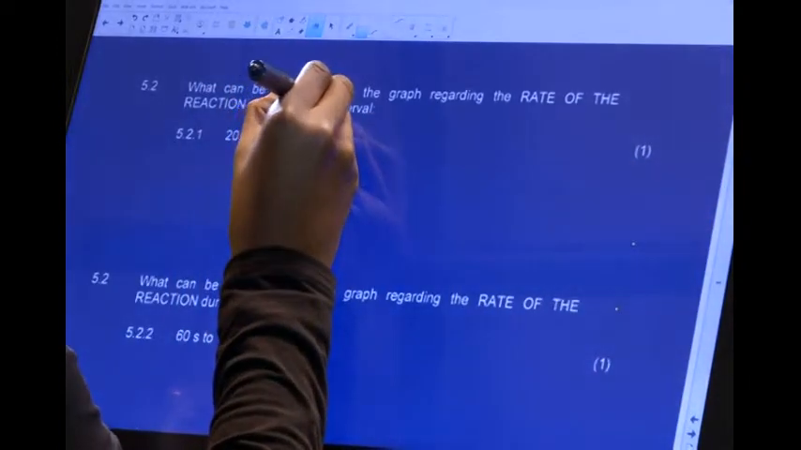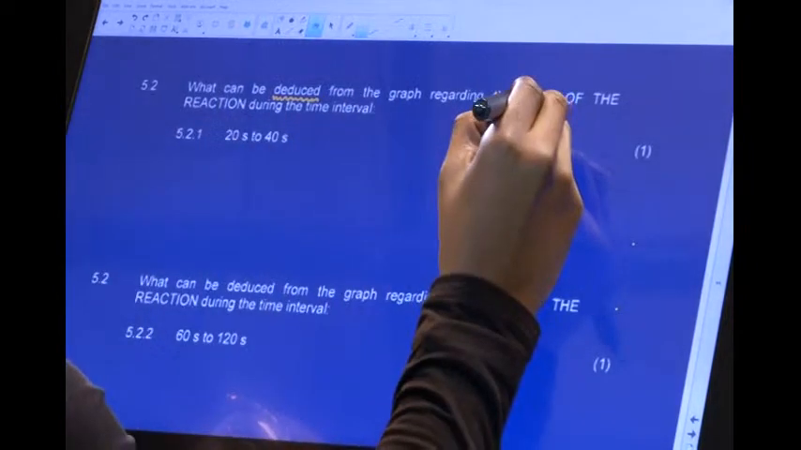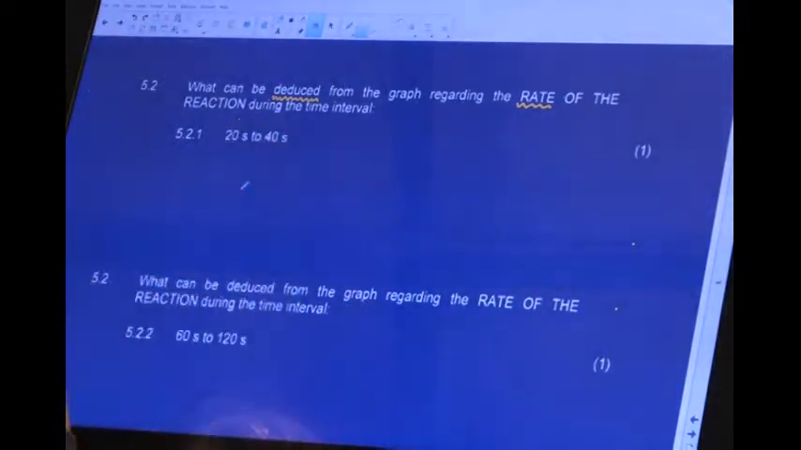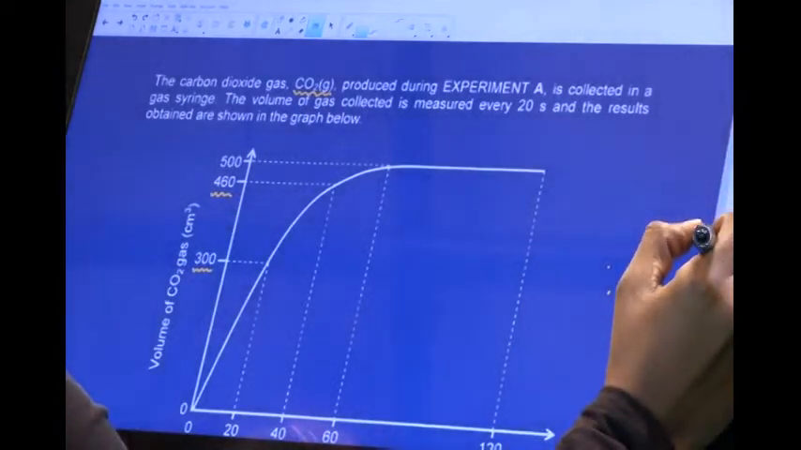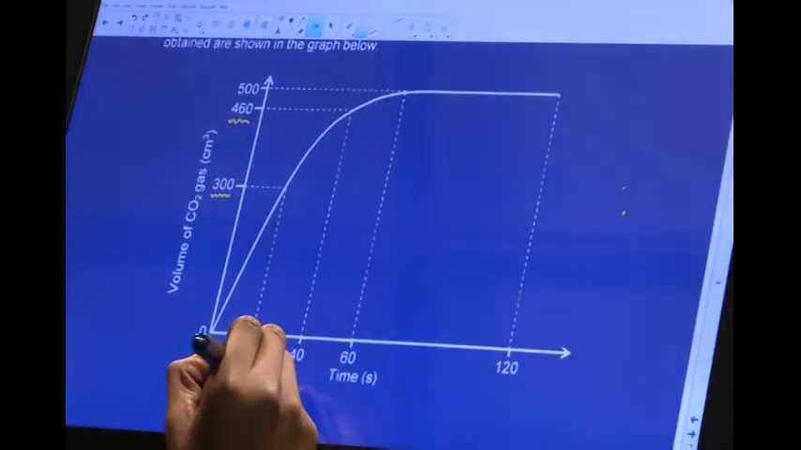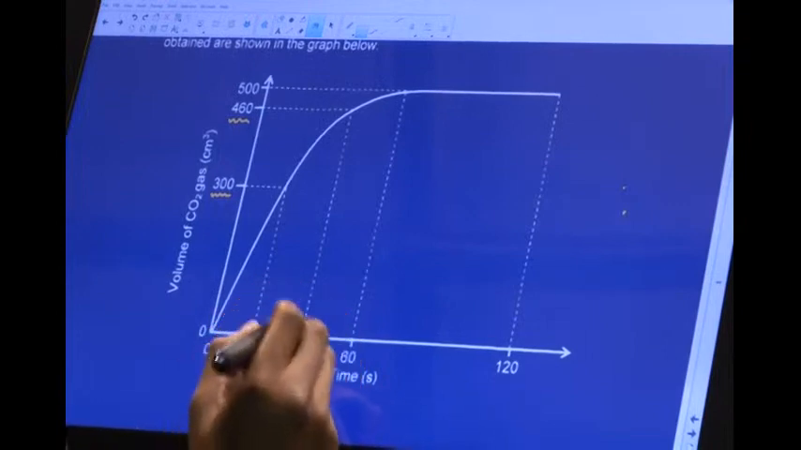So what can be deduced from the graph regarding the rate of the reaction during the time intervals of 20 seconds to 40 seconds? So let's go back. Now, you must be specific. They looked at 20 seconds to 40 seconds, right? Now, what can we see between these ones?